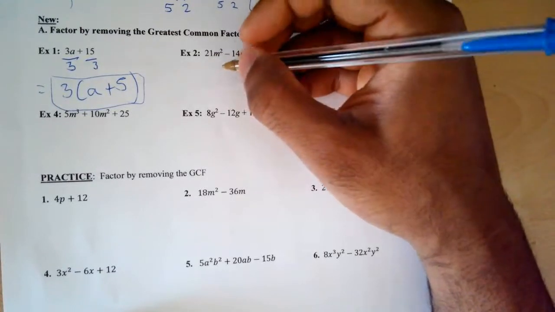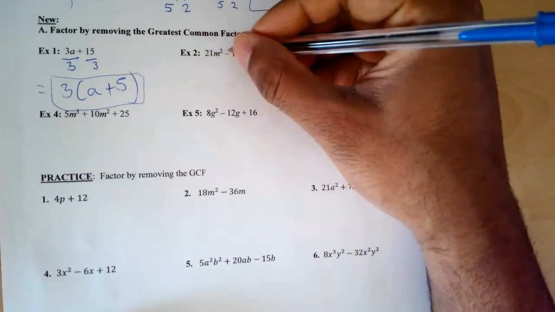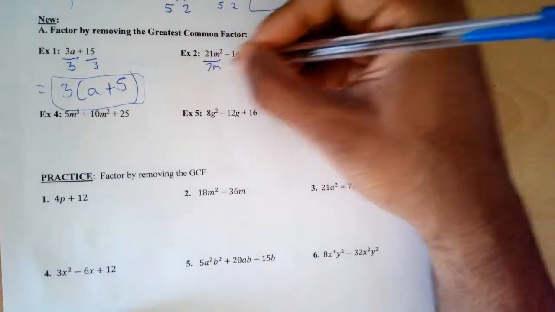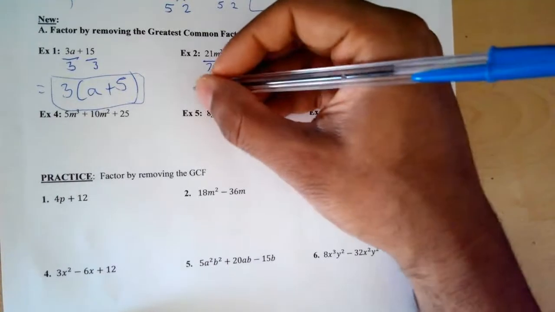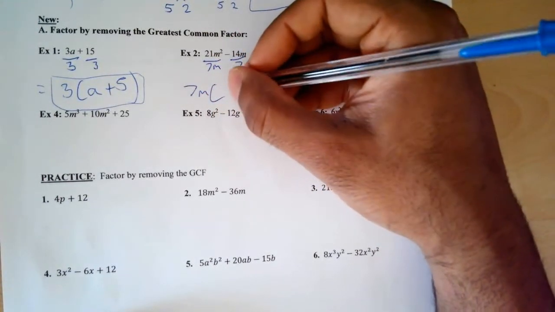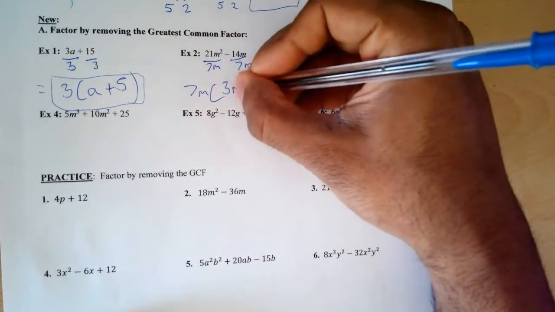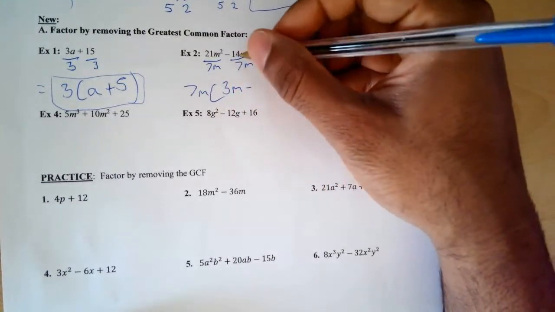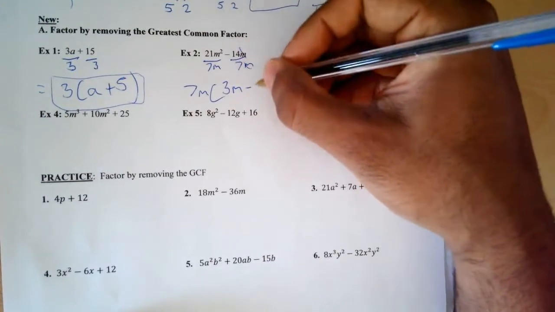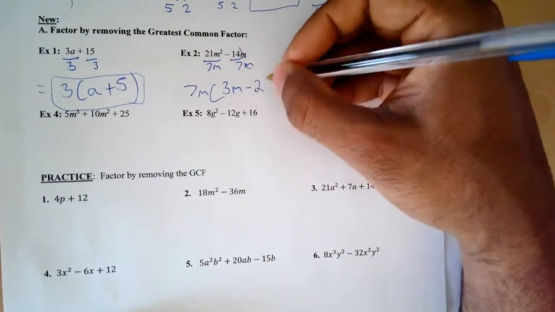21 and 14, the biggest number I can think of is 7, and then both have, this is an m, this is 2m, so they both have at least 1 m, so you can divide both by 7m, and whatever you're dividing it by goes outside the brackets. So 21m squared divided by 7m is 3m, and negative 14m divided by 7m, m's cross out, right, so 14 divided by 7 is 2.